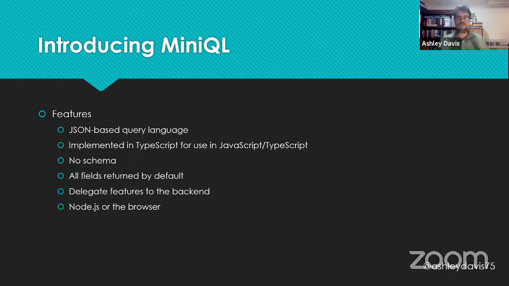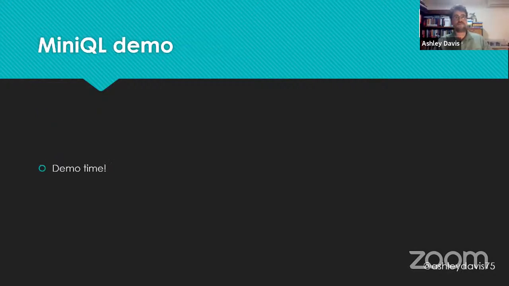One of the things that was really important for me for MiniQL was keeping it small. And because of that, many features are delegated to the back end. So whatever database you happen to be using in the back end, you can make use of its special features, like for search, query, pagination, anything like that. That kind of works like GraphQL, where it delegates a lot of the work to the back end. So you can customize that however you like. My first implementation of MiniQL works in both Node.js and the browser, and I'm about to show you some examples.